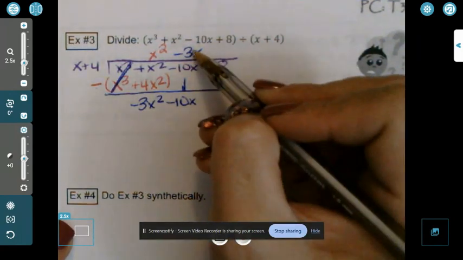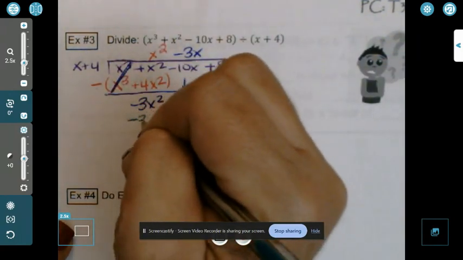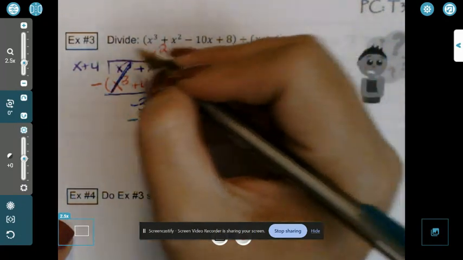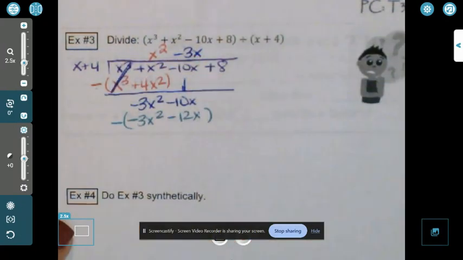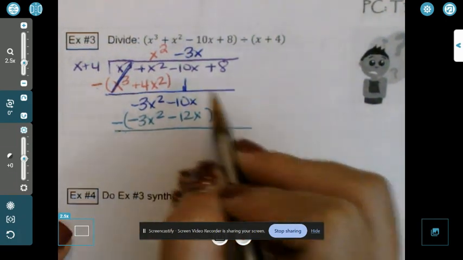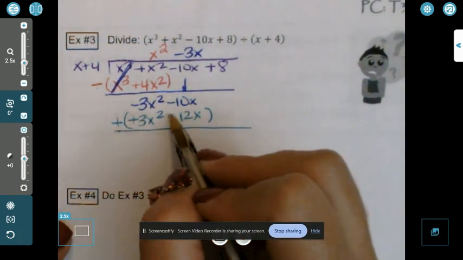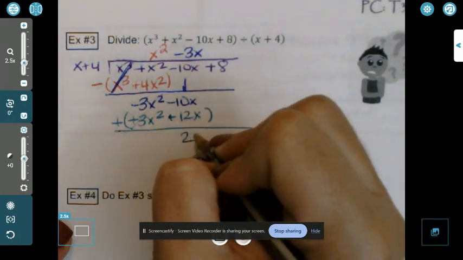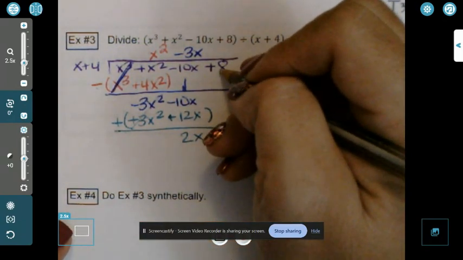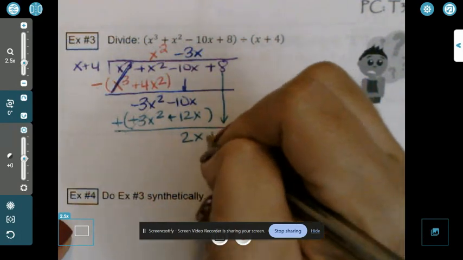Okay, negative 3x times x is negative 3x squared. And negative 3x times 4 is negative 12x. But remember, we are subtracting those. So technically, these are going to turn to a positive. So now these cancel. And negative 10 plus 12 is going to give me 2x. And we're going to bring down our plus 8.